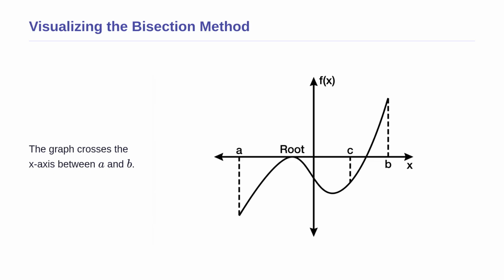Let us look at this visually to make it completely clear. Here you see a continuous curve representing our function. Notice how it starts below the horizontal axis at point A and ends above the axis at point B. Because it goes from negative to positive, it must cross the 0 line at the point labeled root. We calculate the midpoint C, which sits exactly halfway between A and B. By checking the height of the curve at C, we see it is still negative. Since C is negative and B is positive, we can visually confirm that the root lies to the right of C. We just cut our search area in half.